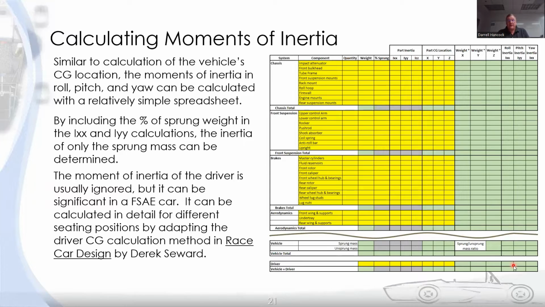You can add the driver in. Again, you can just make the driver a point mass located in the center of the seat, or you can refer to Race Car Design and actually calculate the inertia of the driver depending on the seating position you're using.